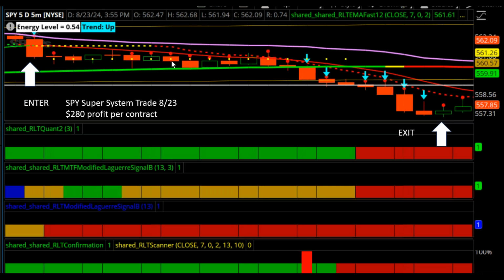Notice it stayed below the 15. It popped above it briefly, but it didn't close above it, and then it stayed below it, and then we got this nice flush. As everything stayed red across the board, this is where I exited right here, $280 profit per contract on that. But that's one of the longer trades you'll see on something like that. It started at about 10:15, 10:20, and went to about 11:45, a little over an hour.